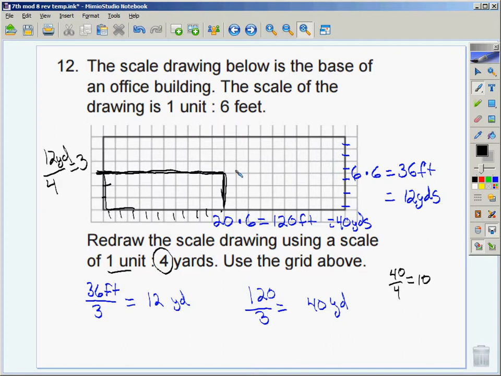Everybody understand the conversion that had to be done here. I had to change units into feet. I had to change feet into yards. And then I had to change the yards back into units to redraw. Everybody good with number 12?